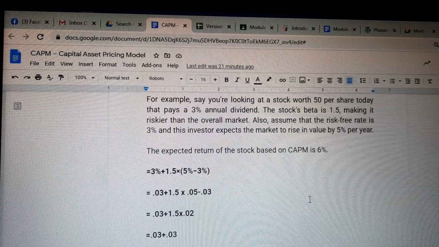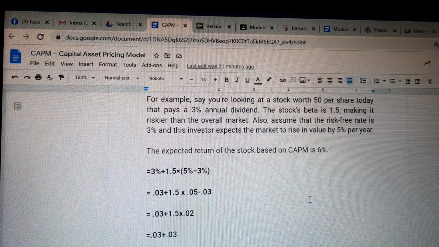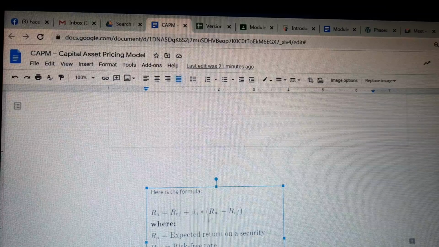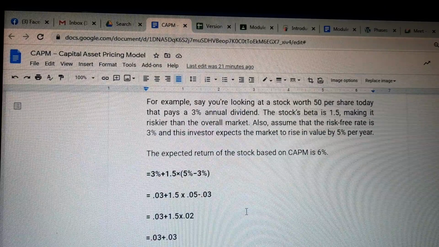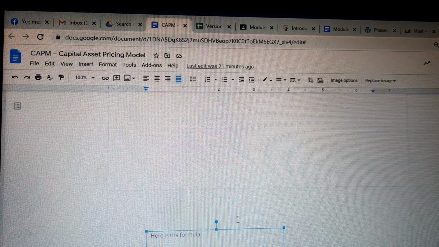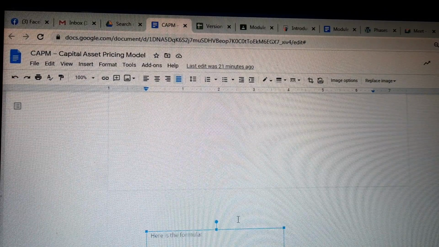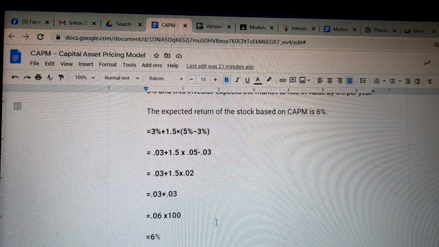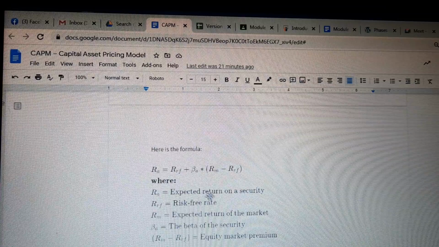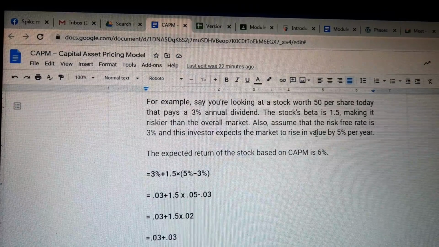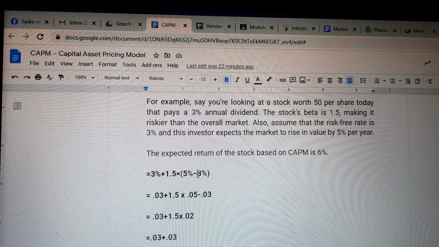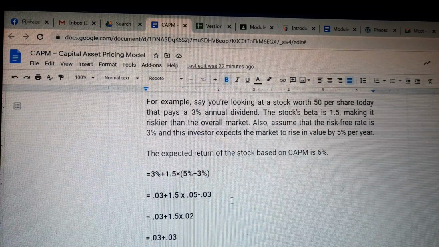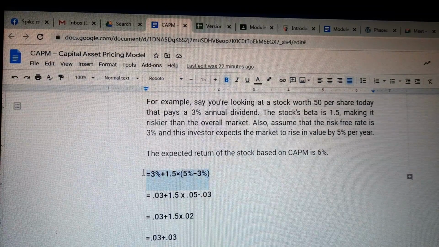So here we just have to make use of the equation. So remember the equation, we'll be making use of this equation. So ato lang siyang i-replace. Pila man ang RF or the risk-free rate? So, 3%. Pila man ang iyahang beta? 1.5. Dayon, pila man ang iyahang expected return of the market? Specify diri that 5%. Minusan siya sa risk-free rate nga asset, risk-free rate na 3%.